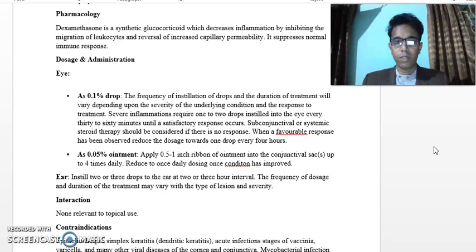As 0.05% ointment, apply 0.5 to 1 inch ribbon of ointment into the conjunctival sacs up to 4 times daily. Reduce to once daily dosing when condition has improved. Ear: instill 2 or 3 drops to the ear at 2 or 3 hour intervals. The frequency of dose and duration of the treatment may vary with the type of lesion and severity.